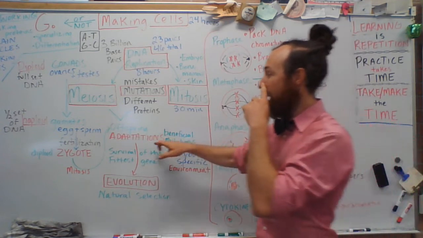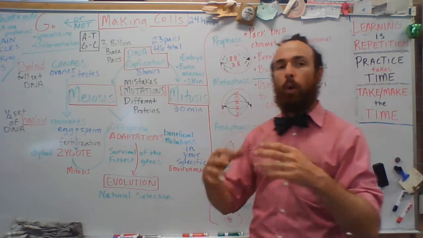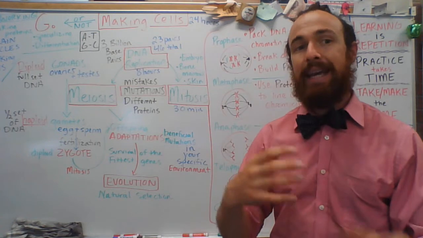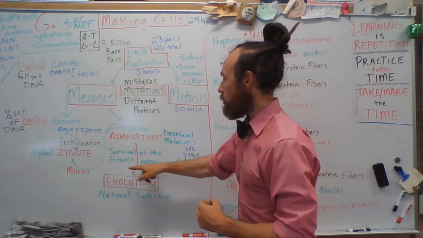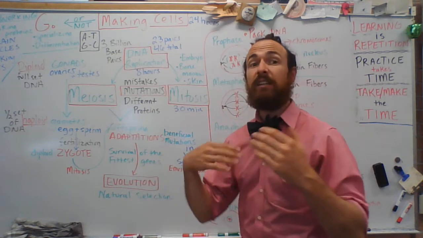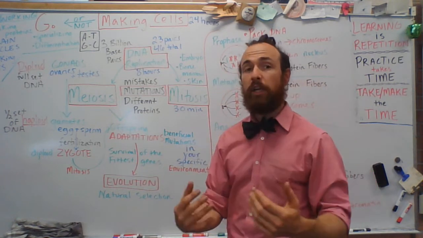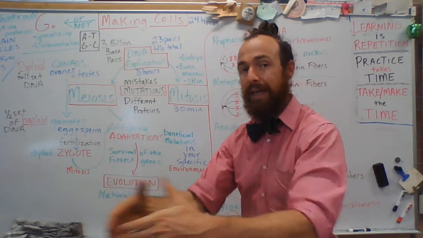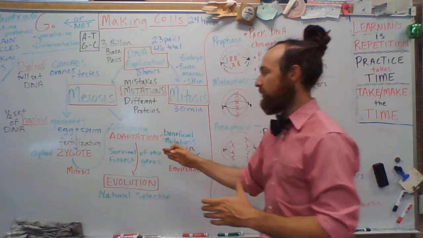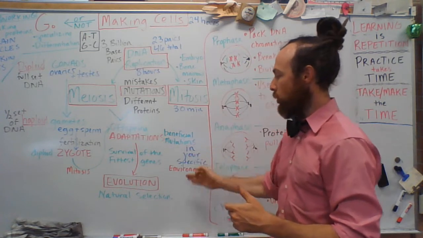Therefore, if you have that adaptation, you are going to be able to survive best in your environment and pass on your genes. And so what we talk about is not survival of the fittest individual or fittest organism, but survival of the fittest genes. The genes get passed on if they are adaptive or beneficial in your specific environment.